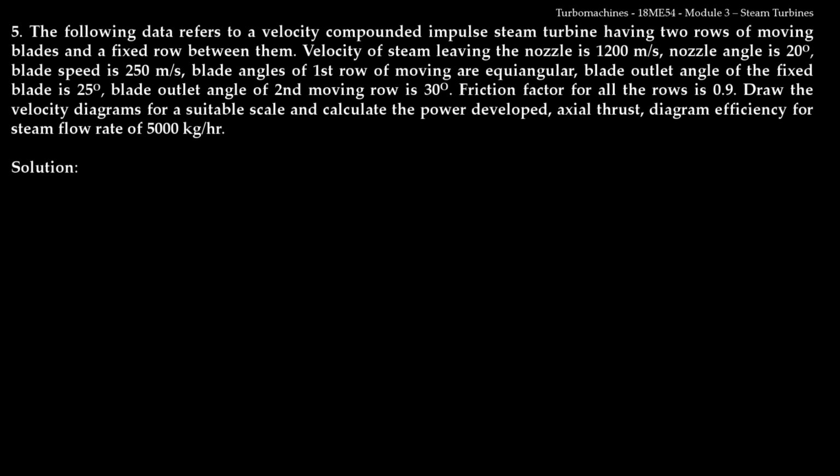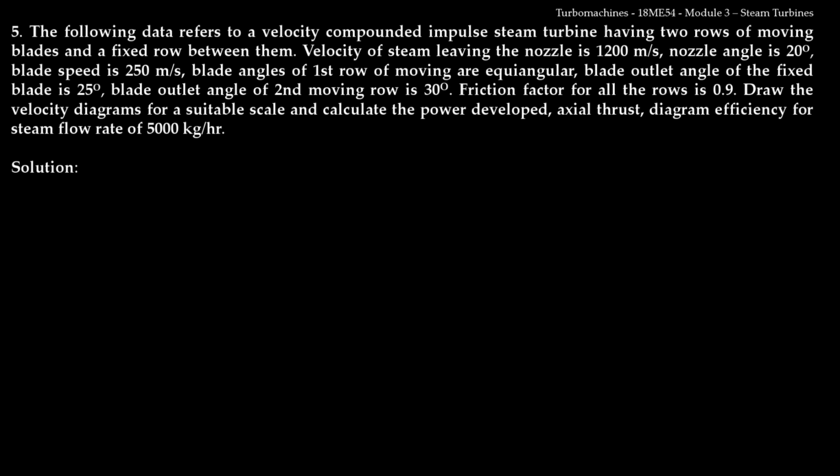The velocity of steam leaving the nozzle is 1200 meter per second. Nozzle angle is 20 degree. Blade speed is 250 meter per second. Blade angle of the first row of moving blades are equiangular. Blade outlet angle of the fixed blade is 25 degree. Blade outlet angle of second moving row is 30 degree. Friction factor for all the row is 0.9. Draw the velocity diagram for a suitable scale and calculate the power developed, axial thrust, diagram efficiency for steam flow rate of 5000 kg per hour.